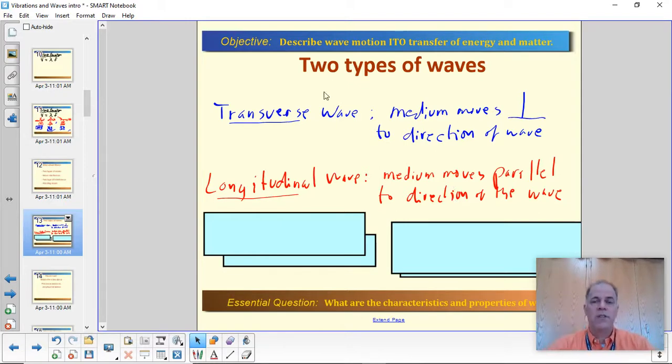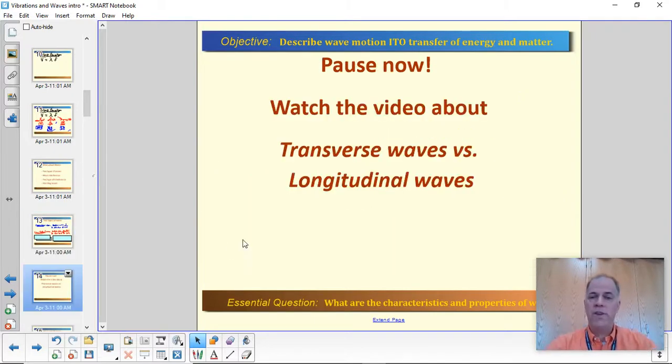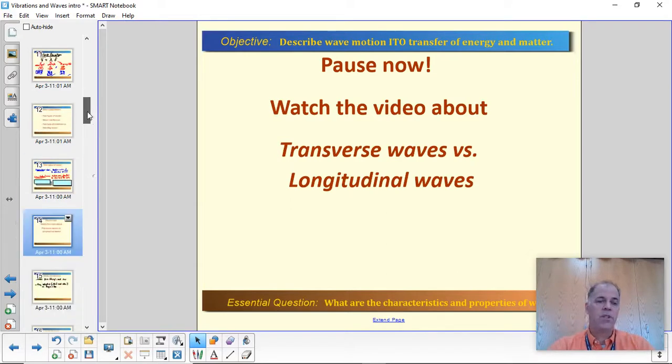What you need to know is that there are two types and how the medium moves in each type. You also need to know some examples of each, and he gives those in the video. So now, please pause this video, watch it. The link there is for transverse waves versus longitudinal waves. All right, and then when you're done with that video, come back here and we'll continue on.